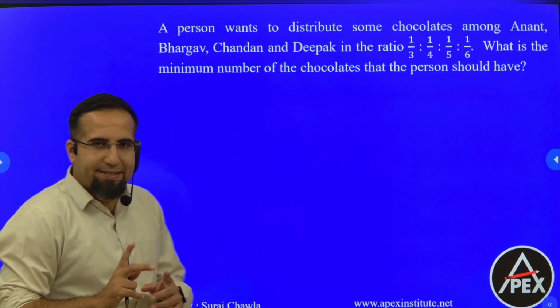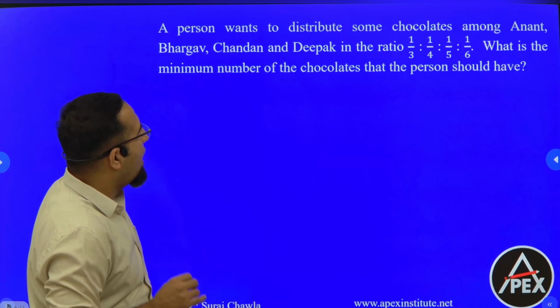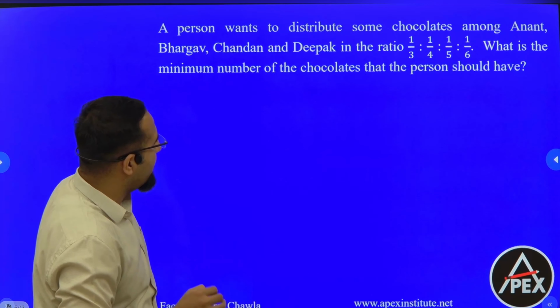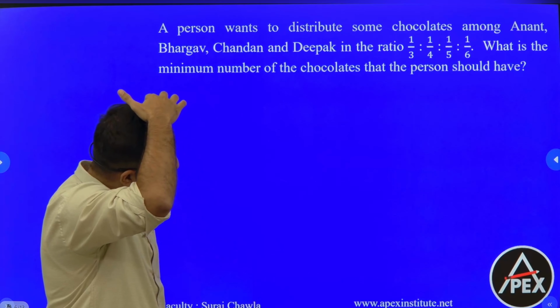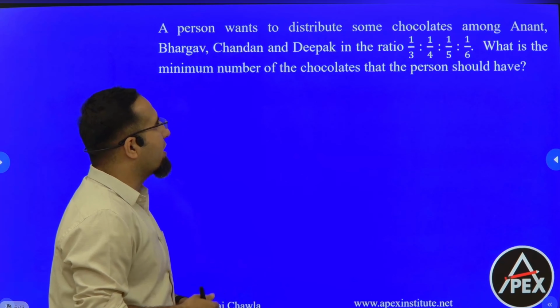Now, let's look at this. Now, what do I have here? A person wants to distribute some chocolates amongst Anant, Bhargav, Chandan and Deepak in the ratio of 1/3 is to 1/4 is to 1/5 is to 1/6. What is the minimum number of chocolates that the person should have?